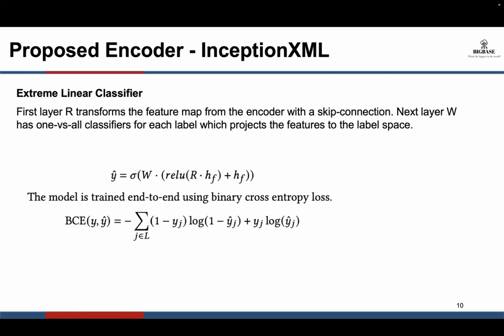And then in the linear classifier, the first layer R transforms the feature map from the encoder with a skip connection. The next layer W has one-versus-all classifiers for each label, which projects the features to the label space. And the model is trained end-to-end using binary cross-entropy loss.